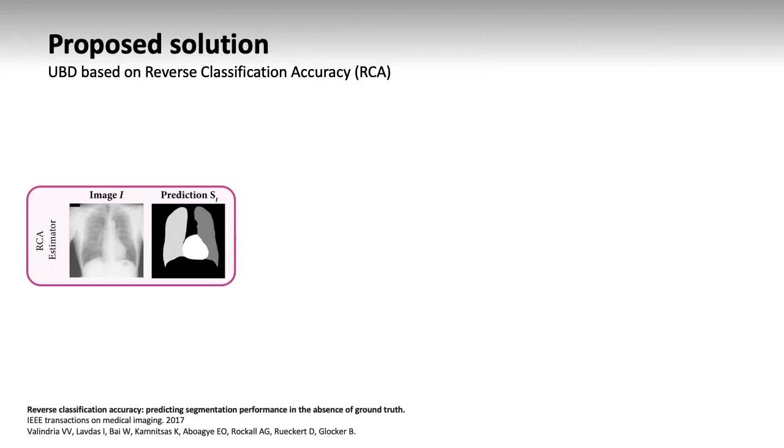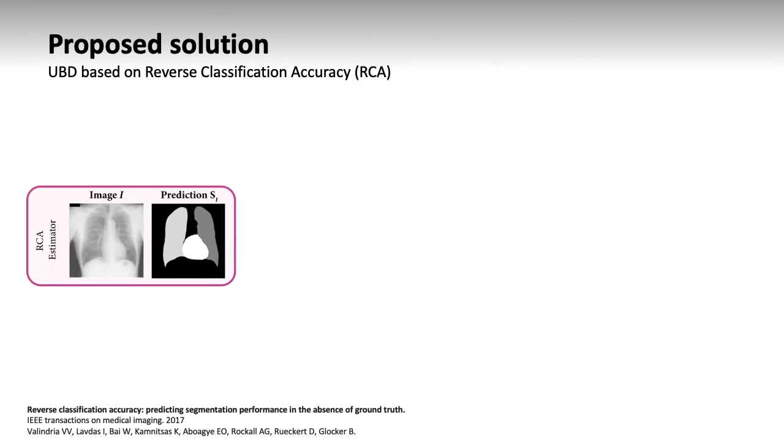And we propose a method based on what is called reverse classification accuracy. Reverse classification accuracy is a framework that was proposed a few years ago by Ben Glocker and his team, that is also based on simple ideas. So let's say I have this image, and I have this segmentation here. This is a predicted segmentation from some model. I want to know what's the quality of that segmentation. How can I do that without ground truth?